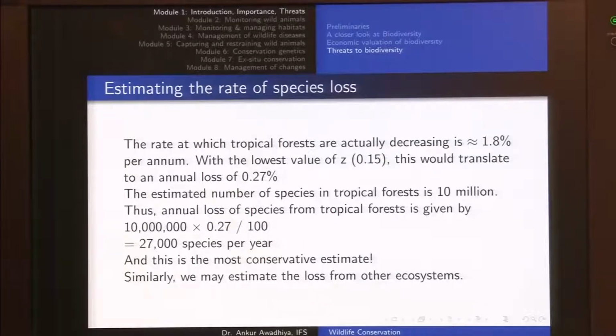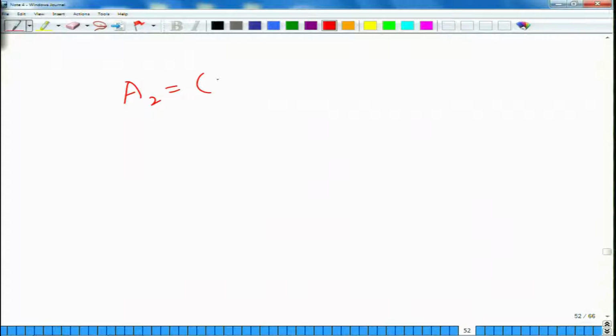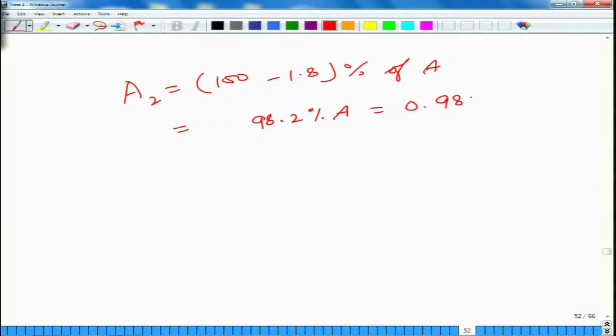Now, let us take the case of our tropical forests. Now, the tropical forests are decreasing at the rate of 1.8% every year. So, for instance, if in 1 year we have an area of A, in the next year we will be having an area A2, which will be given by 100 minus 1.8% of A, which is 98.2% of A, which we can also write as 0.982 A, or let us say A1. So, A2 is equal to 0.982 into A1.